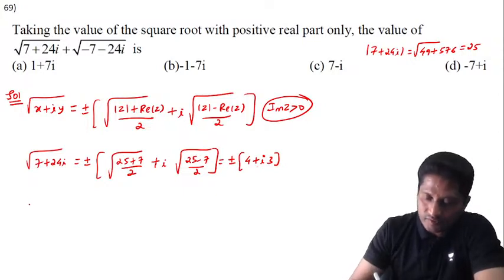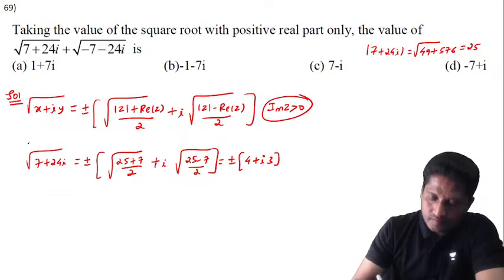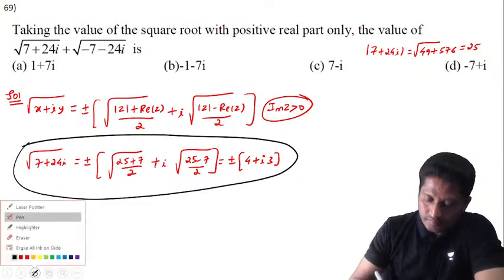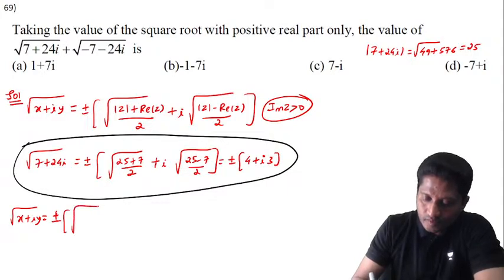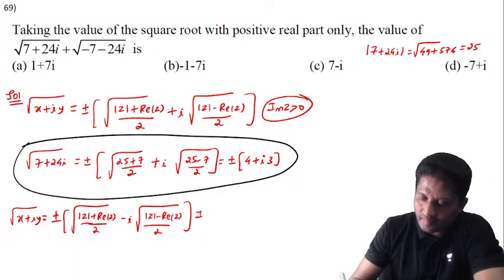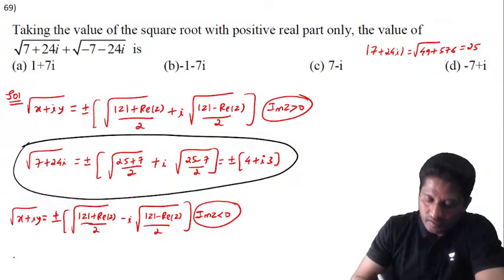Is it okay? Now if you have root of z, this will be equal to plus minus root of (modulus of z + real part of z)/2 minus i times root of (modulus of z - real part of z)/2. You will use this formula if the imaginary part of z is less than 0. Now let's say you have root of 7 - 24i, so obviously the imaginary part is negative.